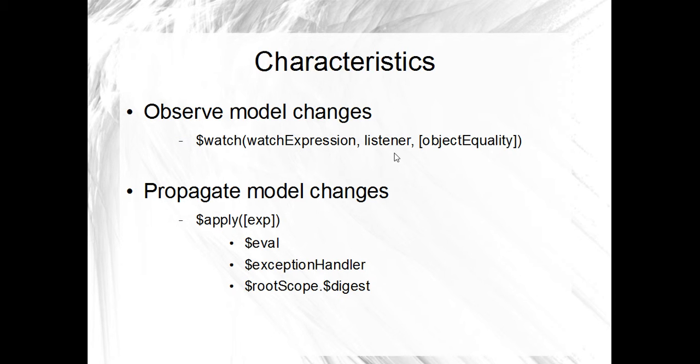And scopes also provide APIs to propagate any model changes through the system into the view from outside of the Angular framework. So the $apply is used for that purpose, and this is used to execute an expression in Angular from outside of the Angular framework. So this method transitions through the following changes.